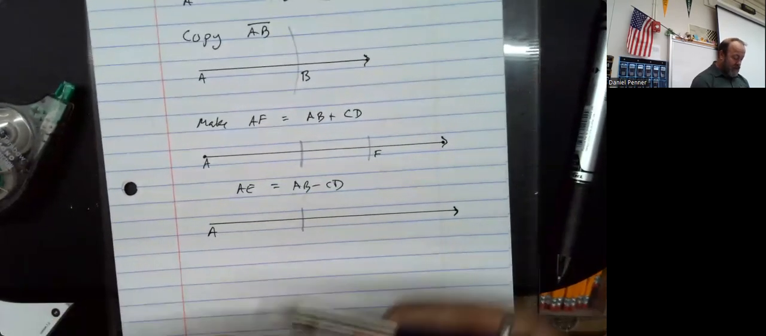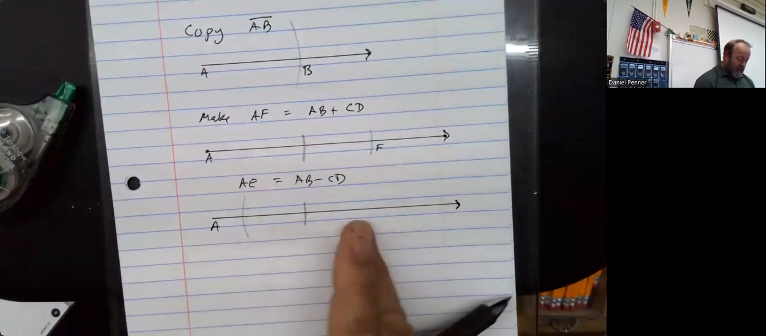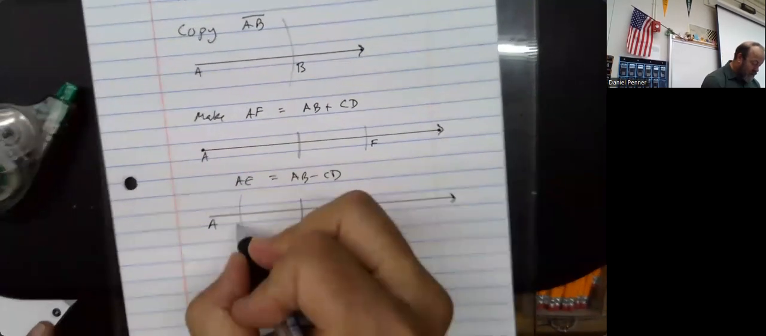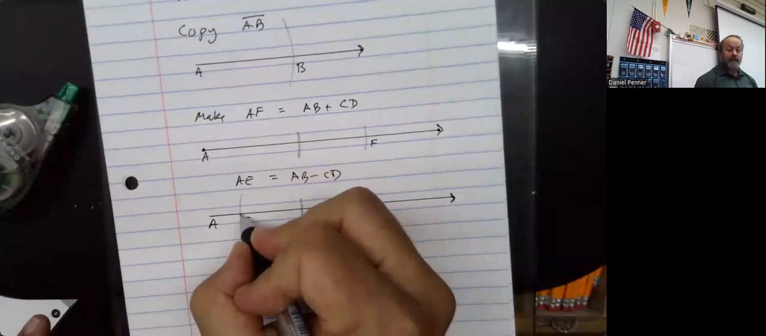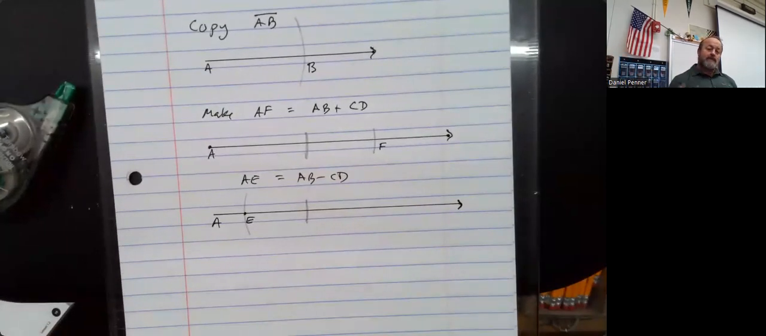So instead, what I'm going to do is come back the other direction. And so this would be AB, and I made AB shorter by exactly the distance CD. And so I would call this point right here E. And so we could either add by going further to the right or subtract by going to the left.